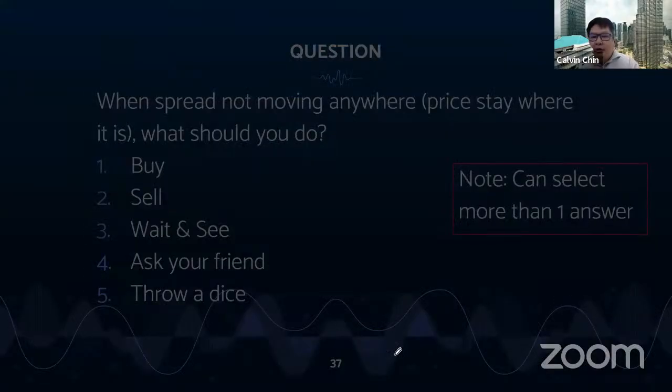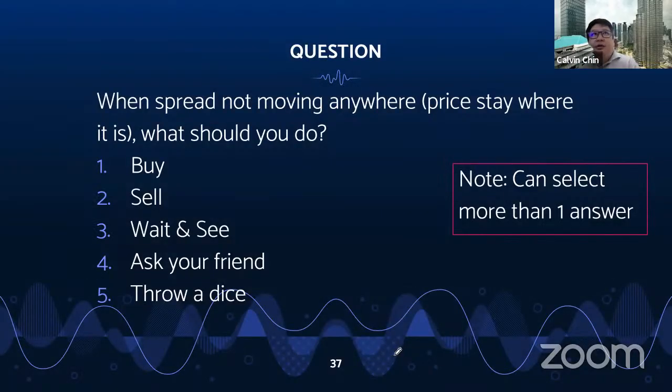So enough numbers, theory, and calculations. We ask the last question again. When the spread is not moving anyway, price stays where it is, what should you do? So please type your answer in the chat box. Can anyone share the answer?